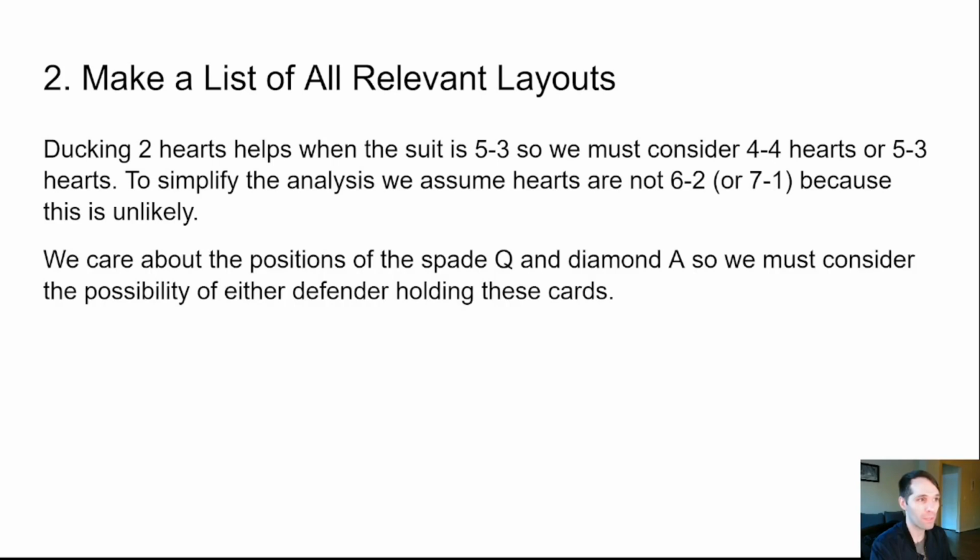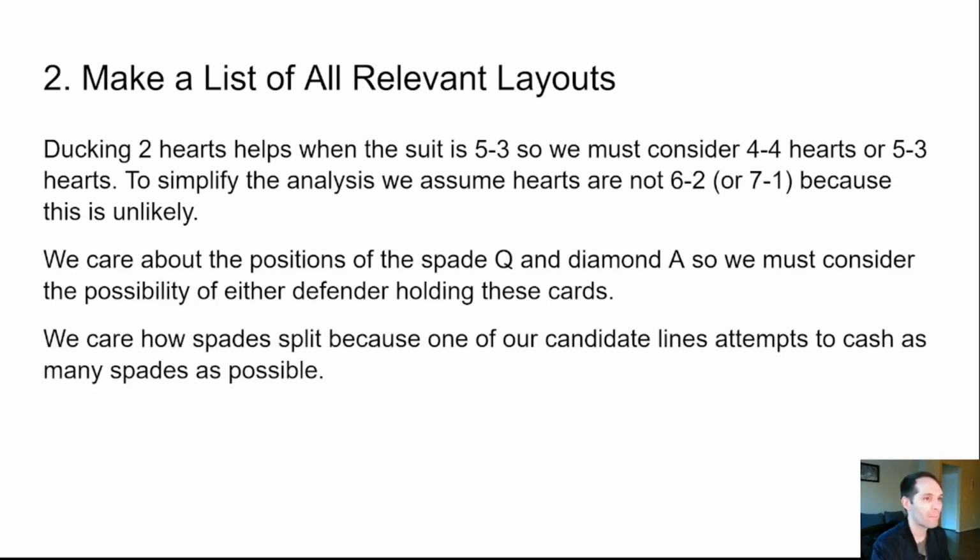We also care about the positions of spade queen and diamond ace in all of our layouts, so we have to consider the possibility of either defender holding those cards. And one of our candidate lines actually attempts to cash out spades, which means we do care how the spades split. If spades are 3-3 with the queen on side, that means we get 4 tricks. If spades are 4-2 with the queen on side, we only have 3 spade tricks.